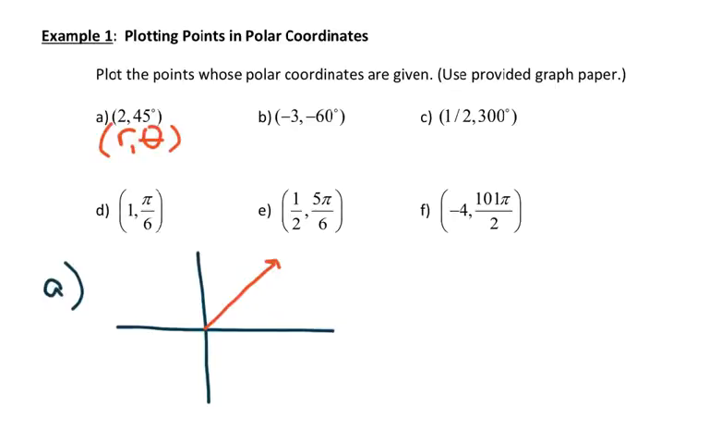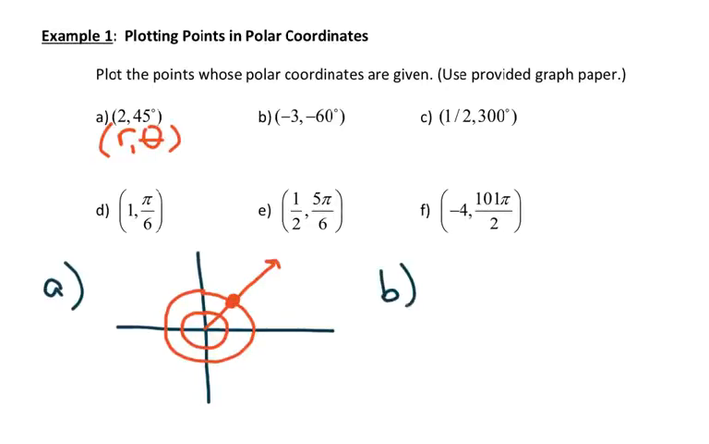And then a radius of 2. What you're going to do is you're going to draw 2 concentric circles. And we're going to call each circle's radius 1. So the first circle has radius 1 and the second circle has radius 2. So this is the location of the point.